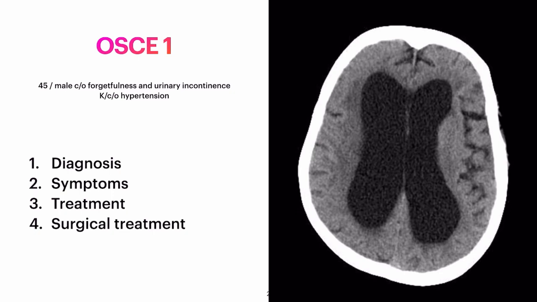The first OSCE question was a 45-year-old male who came with complaint of forgetfulness and urinary incontinence. He is a known case of hypertension. The CT scan image is presented to you. You have to tell the diagnosis, symptoms, treatment and the surgical management available for this patient.